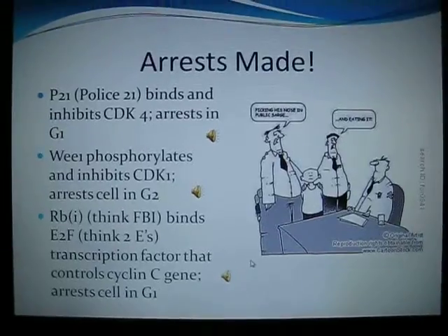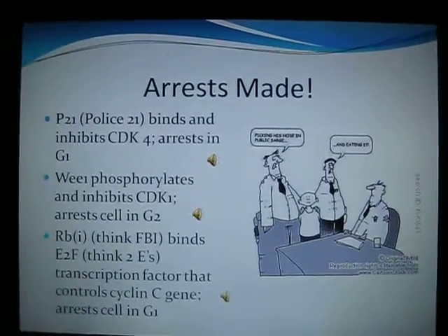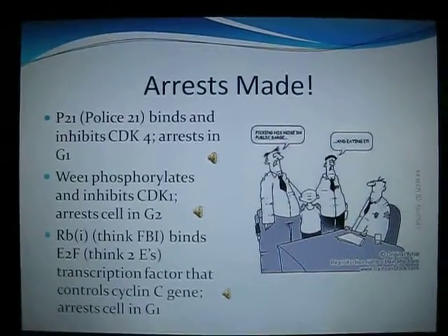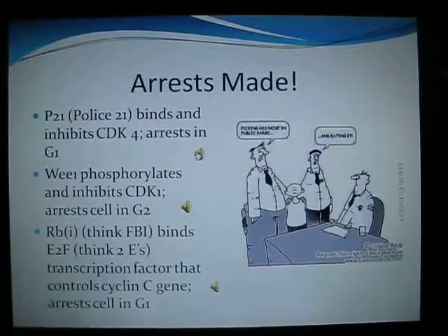Now, arrest mate. What happens is that p21 inhibits CDK4 and arrests the cell in G1. Here's a good way to try to remember it.